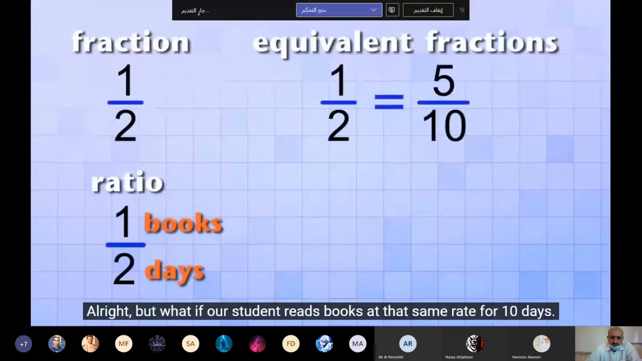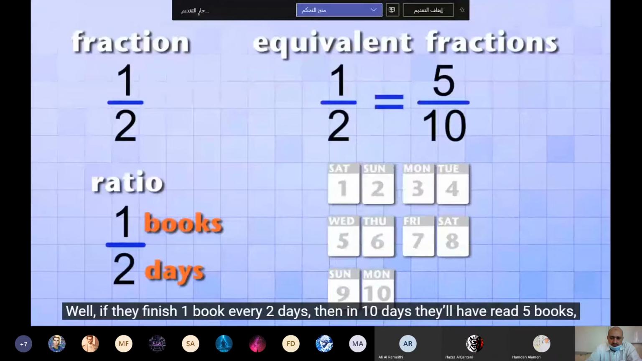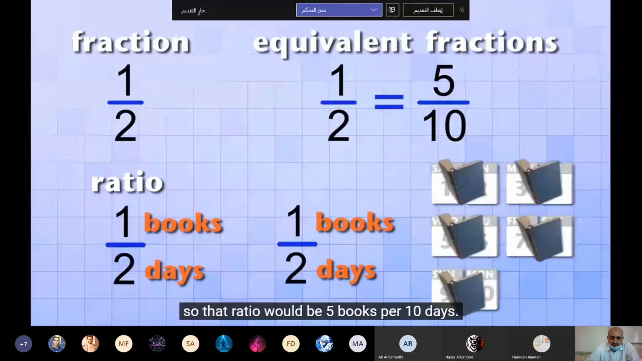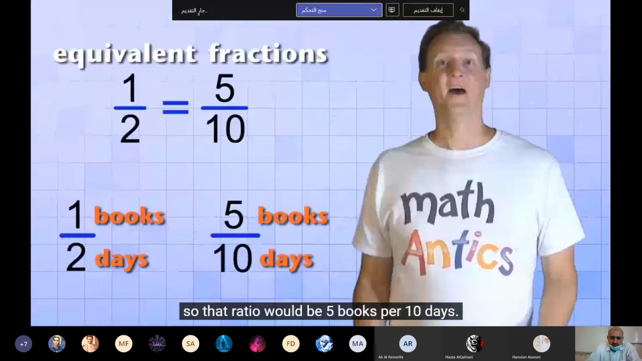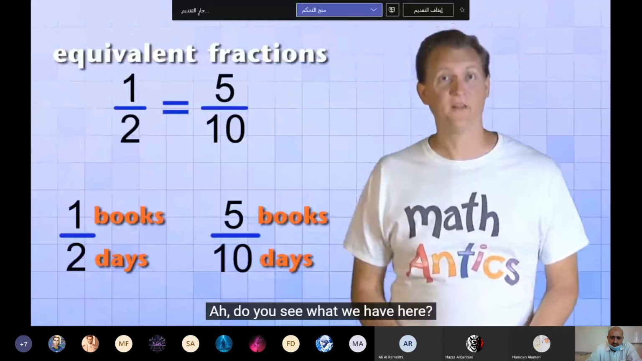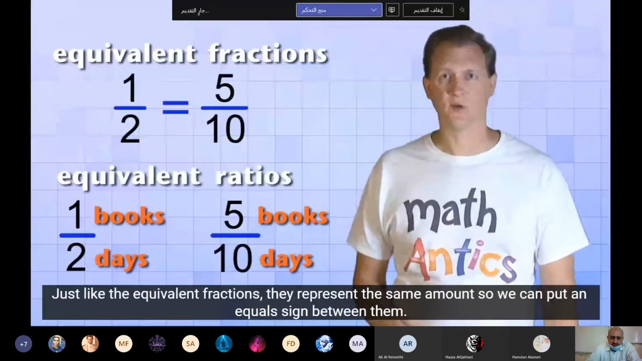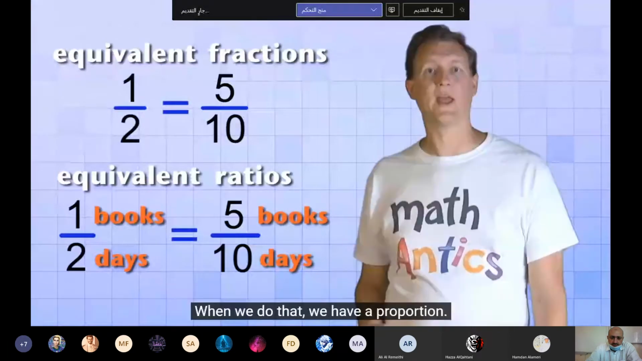All right, but what if our student reads books at that same rate for 10 days? How many books would they read? Well, if they finish one book every 2 days, then in 10 days, they'll have read 5 books. So that ratio would be 5 books per 10 days. Do you see what we have here? These are equivalent ratios. Just like the equivalent fractions, they represent the same amount, so we can put an equal sign between them. When we do that, we have a proportion.